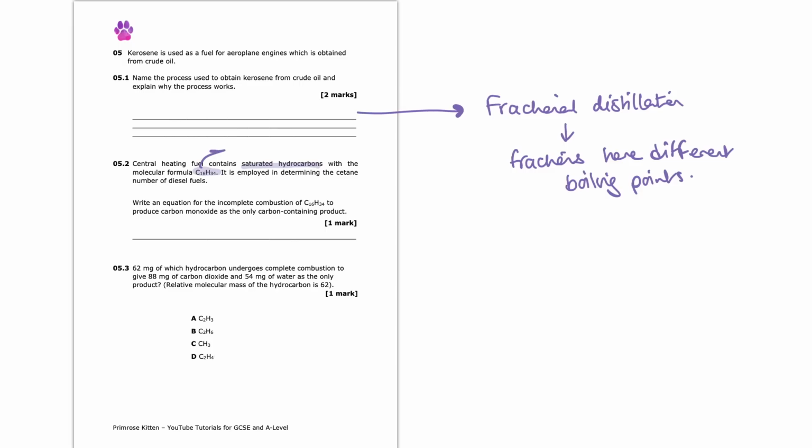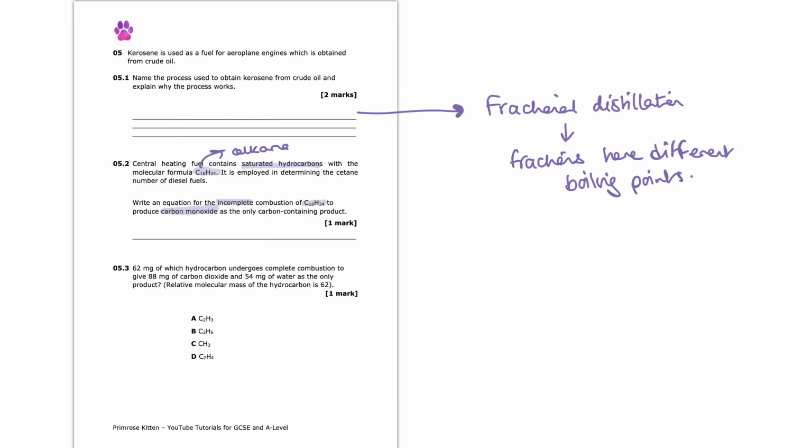Central heating fuel contains saturated hydrocarbons with the molecular formula C16H34. Now that is an alkane that it's talking about. And we're told that it's employed in determining the cetane number of diesel fuels. We're asked to write an equation for the incomplete combustion, so really important there that we need incomplete combustion of C16H34 to produce carbon monoxide as the only carbon containing product.